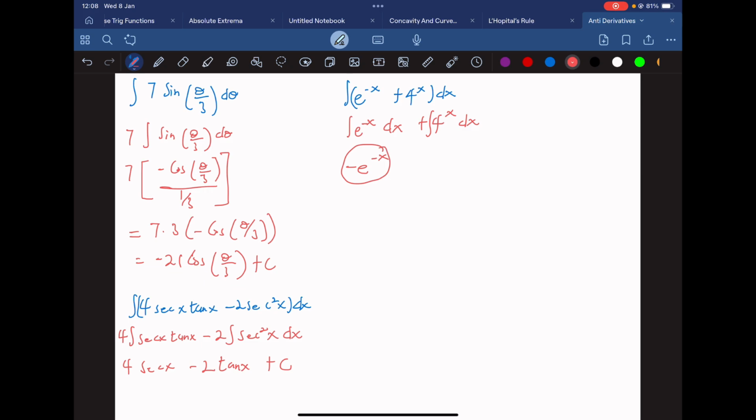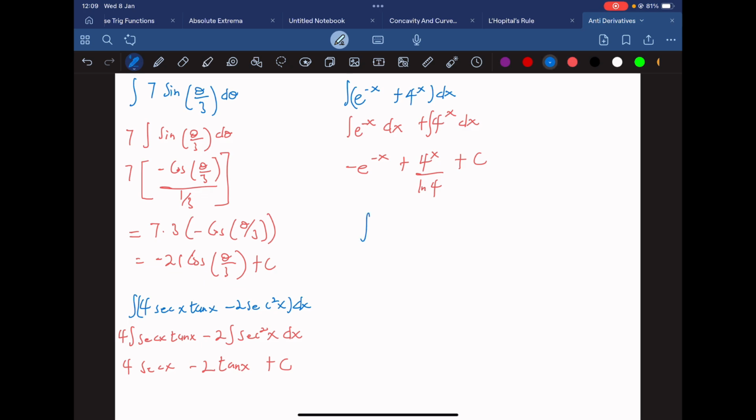Remember, if we differentiate this, we get this function right here. And as we did before, if you want to find the integral of this, it's 4 to the x, then divide by ln of 4. Then you add your constant c. Now let's look at the last one.